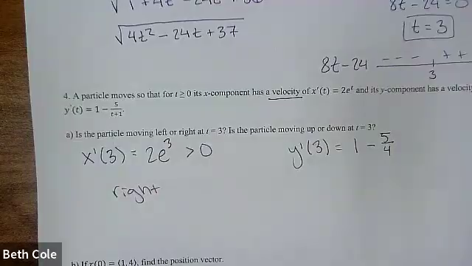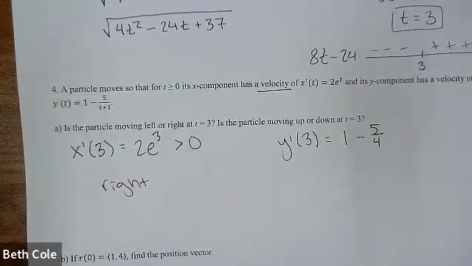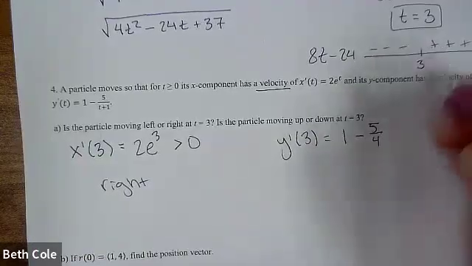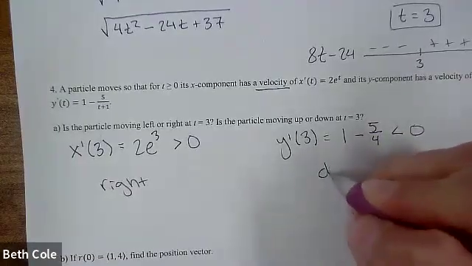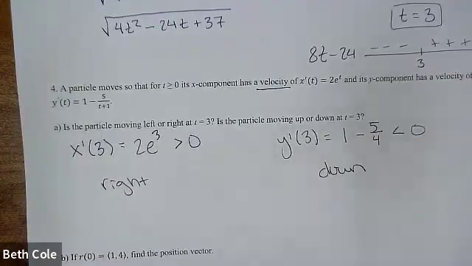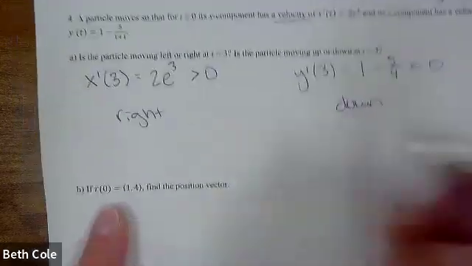Now, is that positive or negative? I would think of 1 as 4/4. So 4/4 minus 5/4 is going to be negative. So up or down? Down. So x is left to right, y is up and down. Just make sure you use velocity. If you weren't given velocity, if you were given position, what would you have to do? Derive. Okay, cool.